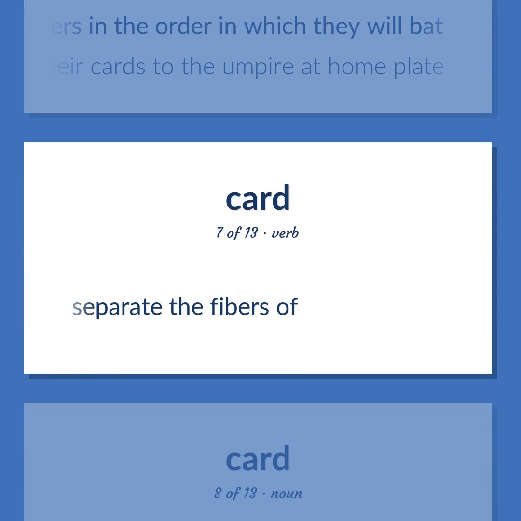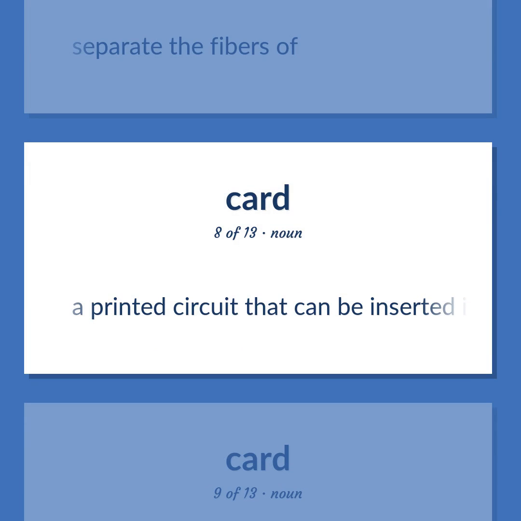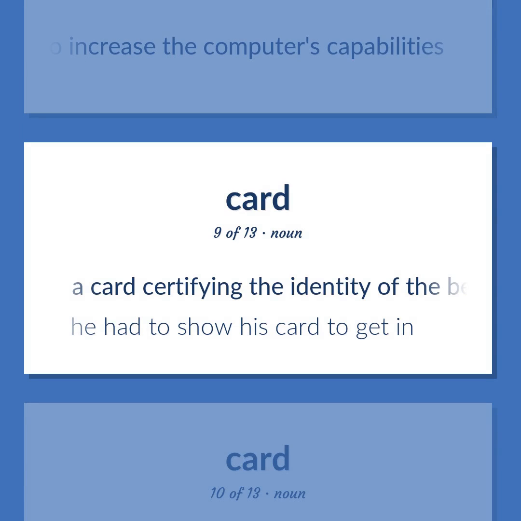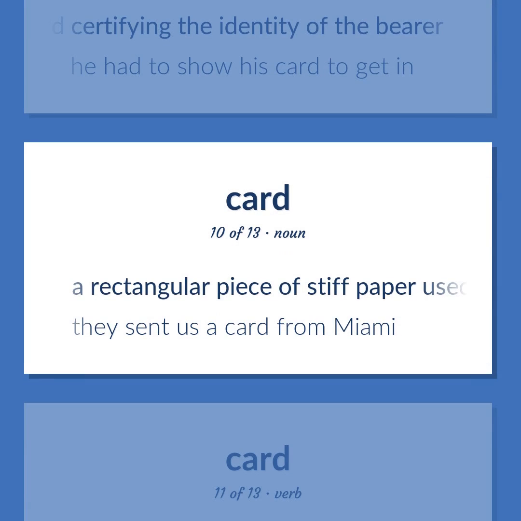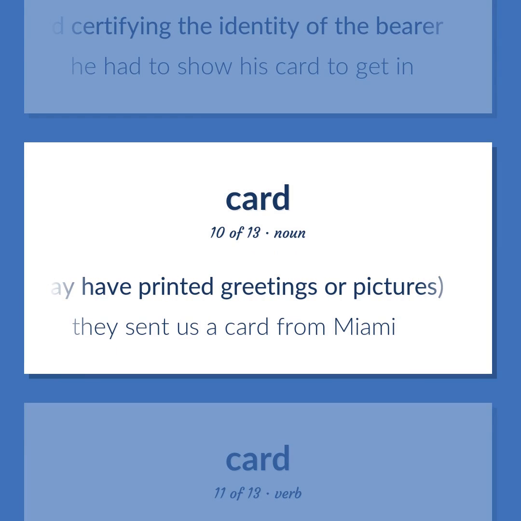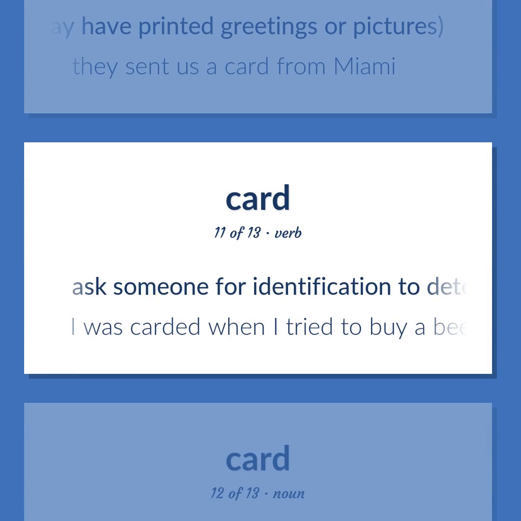Separate the fibers of. A printed circuit that can be inserted into expansion slots in a computer to increase the computer's capabilities. A card certifying the identity of the bearer. He had to show his card to get in. A rectangular piece of stiff paper used to send messages may have printed greetings or pictures. They sent us a card from Miami. Ask someone for identification to determine whether he or she is old enough to consume liquor. I was carded when I tried to buy a beer.